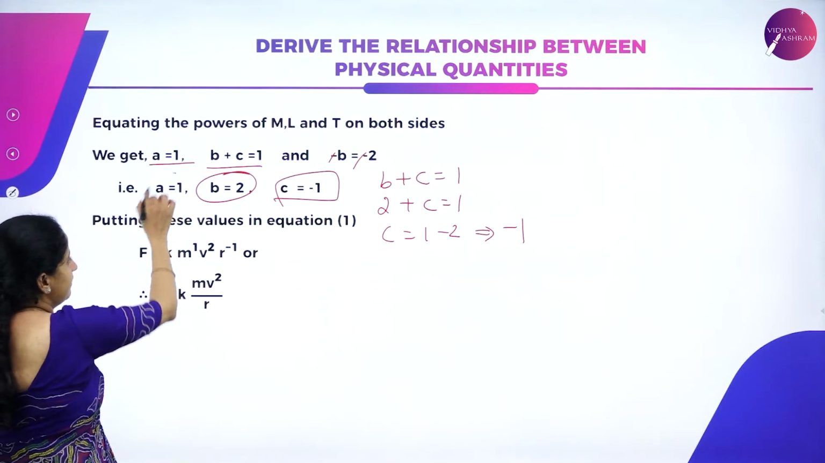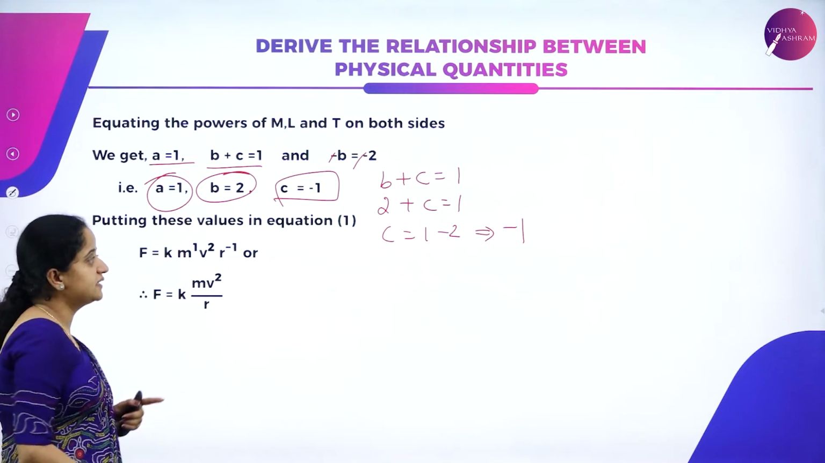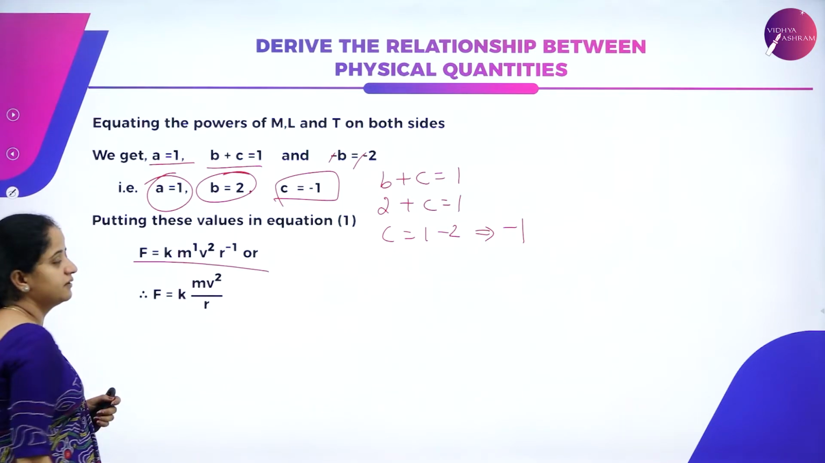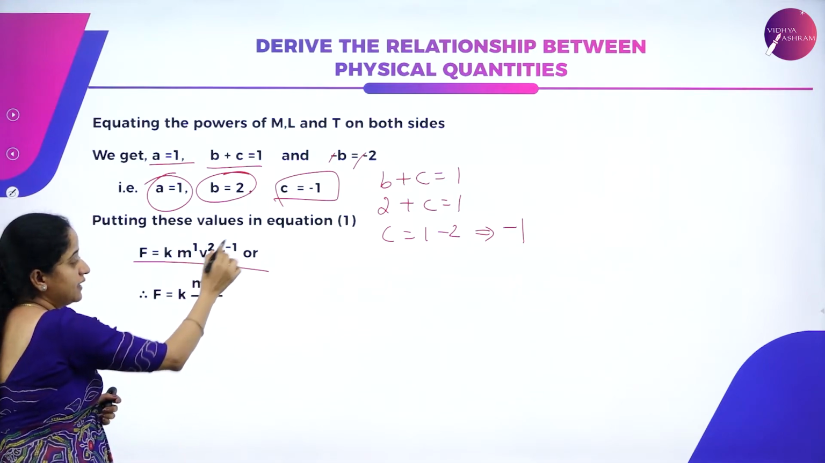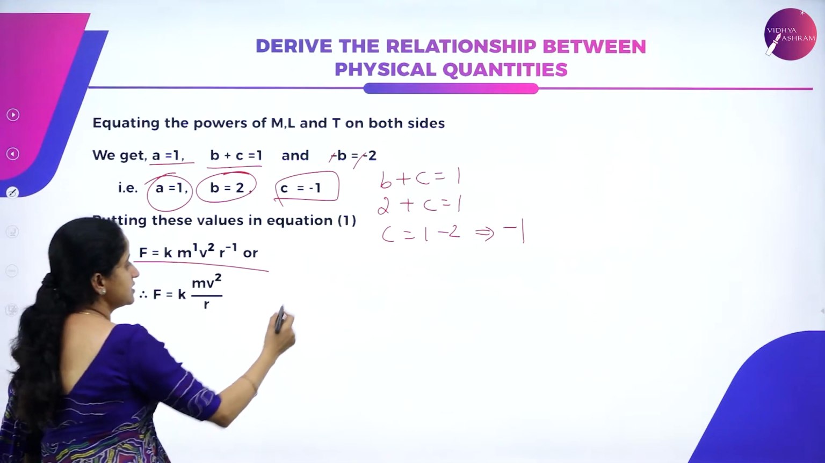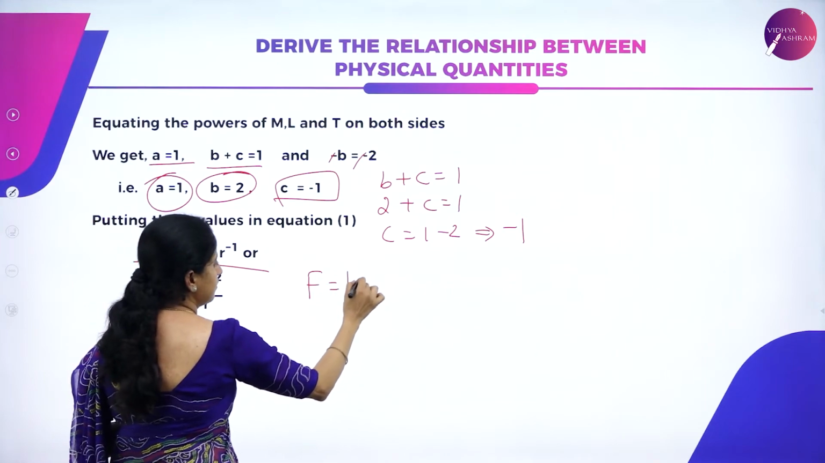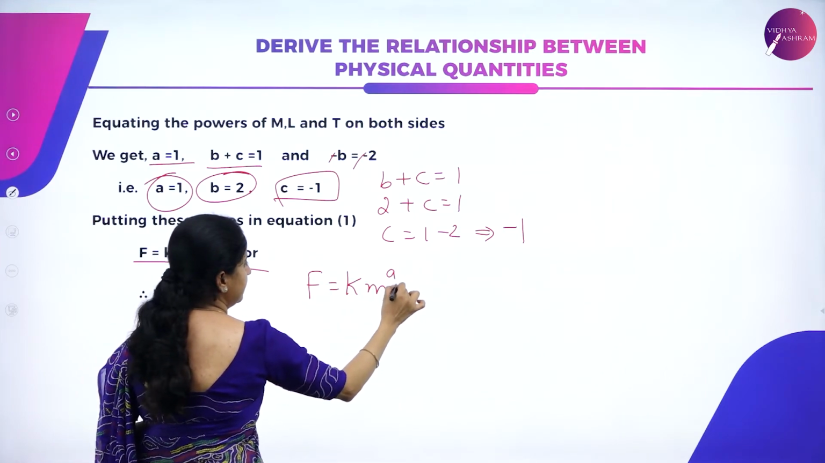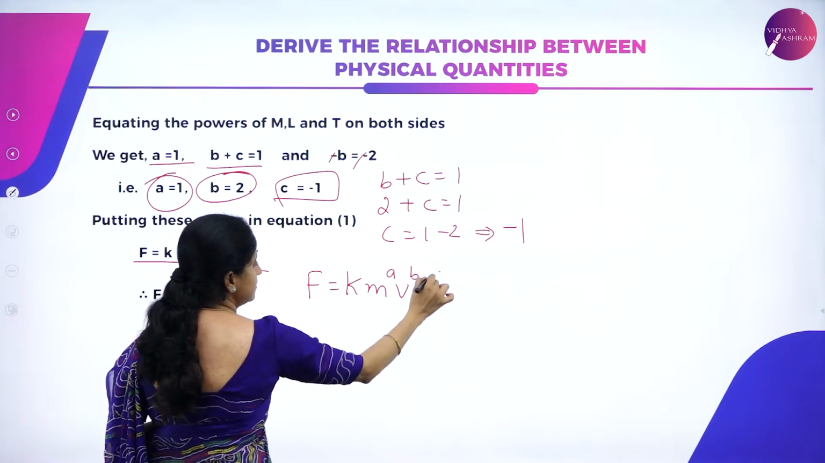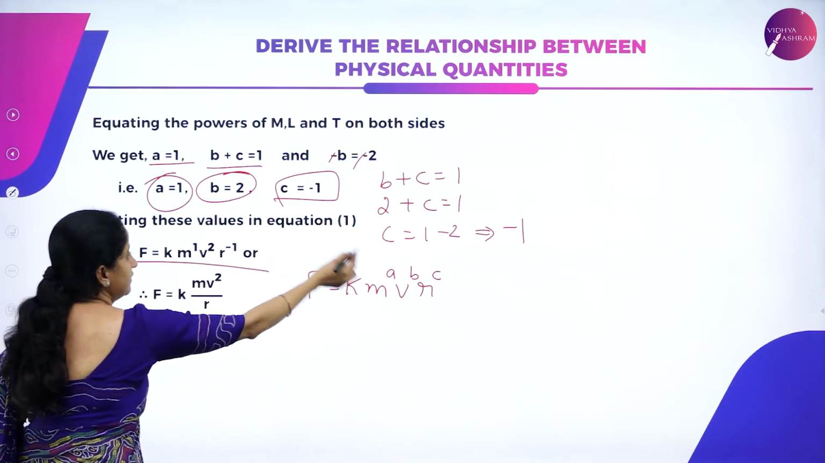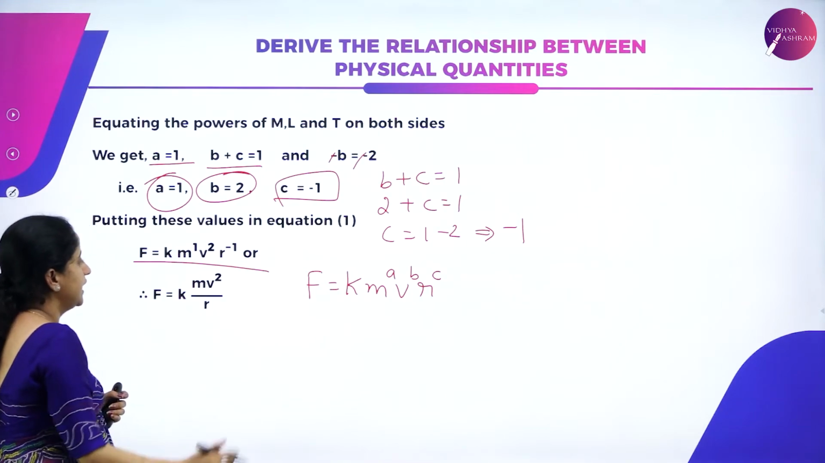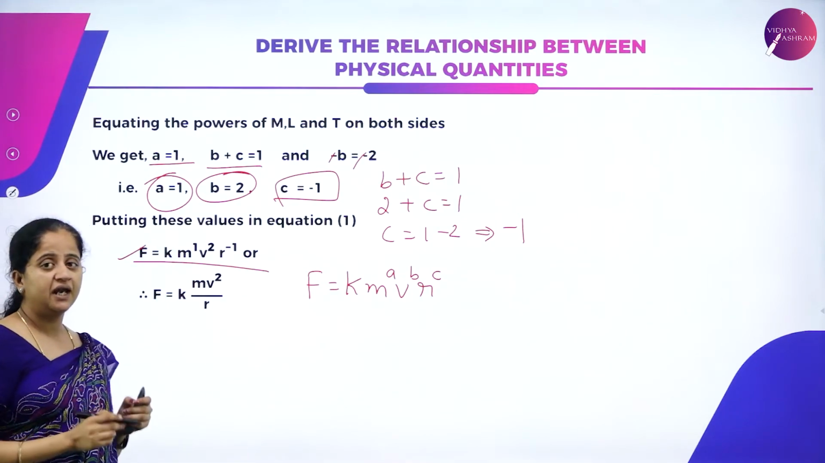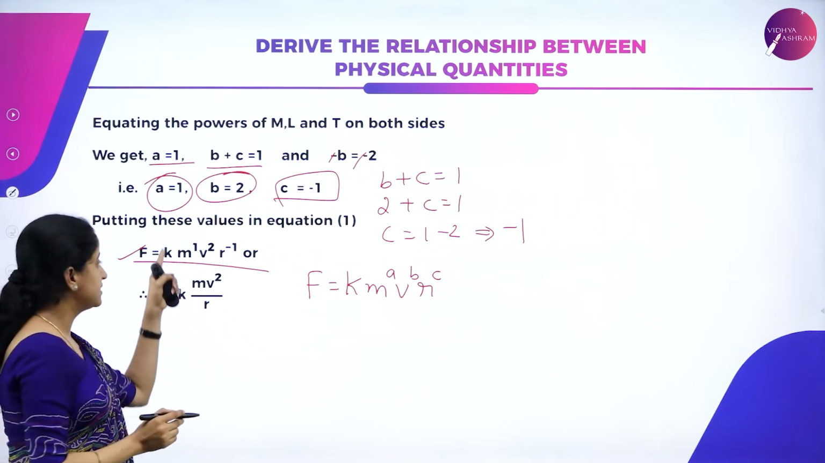So substituting the values of A, B and C in the first equation, we get F is equal to K into M raised to 1, V raised to 2 and R raised to minus 1. Because the equation was F is equal to K M raised to A, V raised to B and R raised to C. Now we are substituting the values we got for A, B and C in this equation, and hence we got F is equal to K into M raised to 1, V raised to 2 and R raised to minus 1.